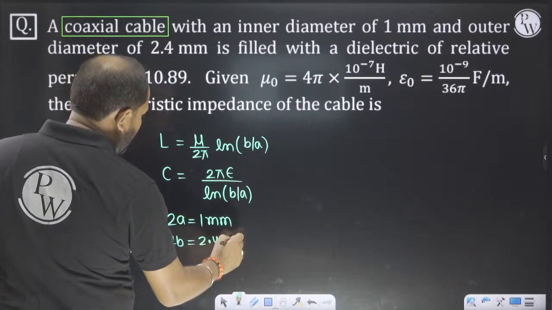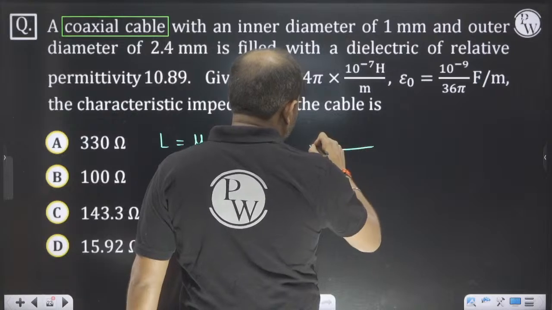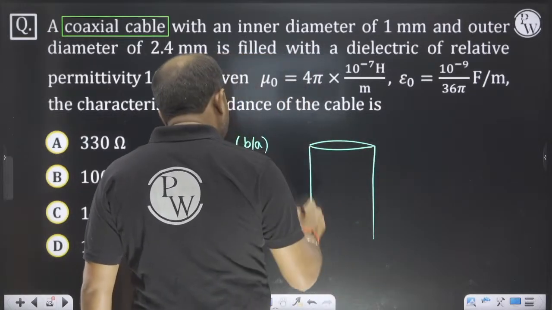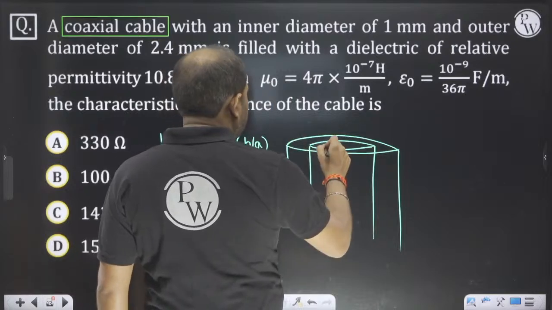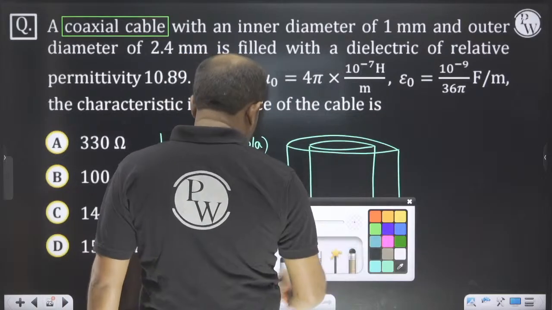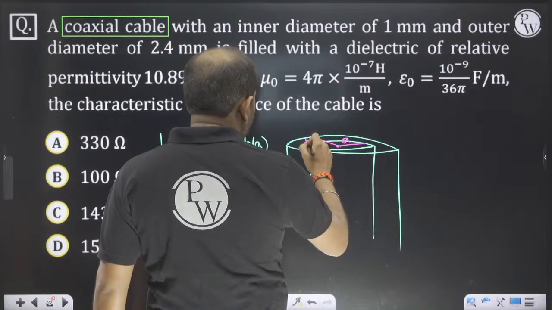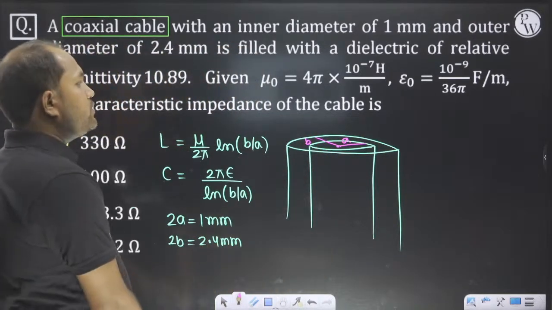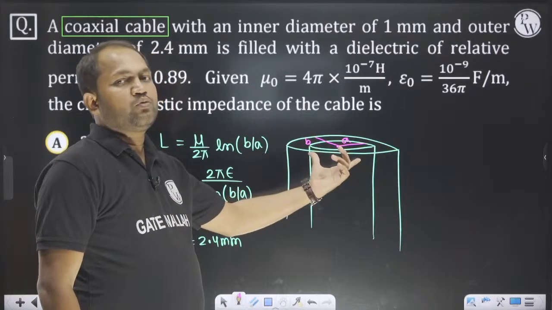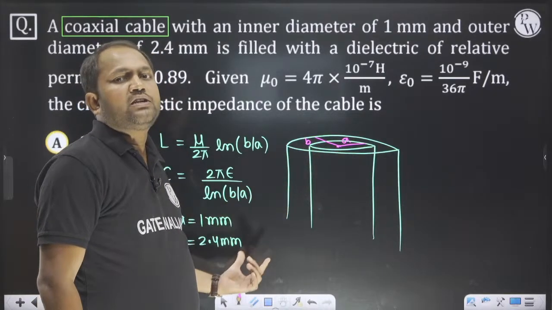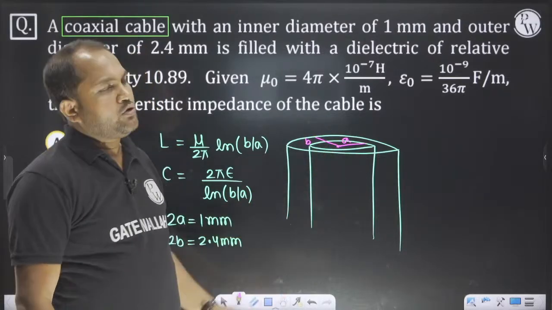So we know the value of a and b, because this is our coaxial cable. This is our inner conductor, this inner conductor has radius a and the outer conductor has radius b. So the inner diameter is 2a, and the outer diameter is 2b.